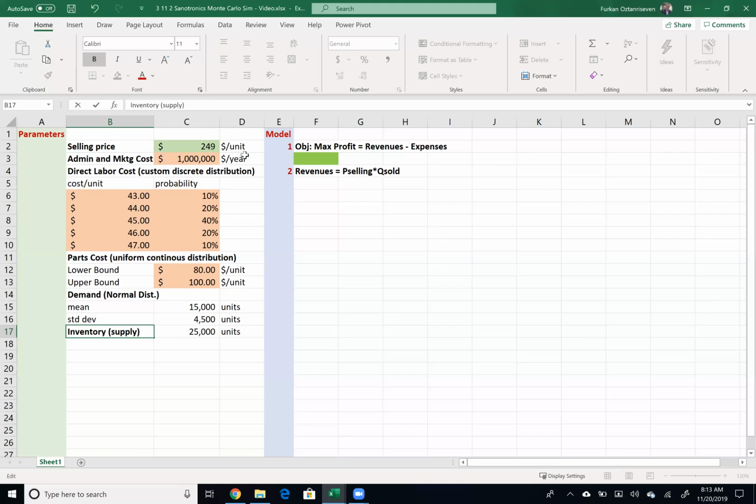But price selling is here, so I know that. So to be able to handle this revenues part, I need to go quantity sold. Again, as you see, it's like puzzling. I need to calculate this so I can calculate that, so I can plug in here and so on. So let's calculate quantity sold.